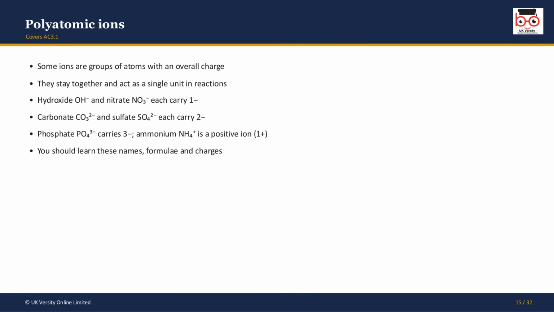Some ions are made of a group of atoms carrying an overall charge, and we call these polyatomic ions. They stay together and behave as a single unit in reactions. Hydroxide, OH-, and nitrate, NO3-, each carry 1-. Carbonate, CO3 2-, and sulfate, SO4 2-, each carry 2-. Phosphate, PO4, carries 3-, while ammonium, NH4+, is a positive one. These are well worth learning by heart: names, formulae, and charges.